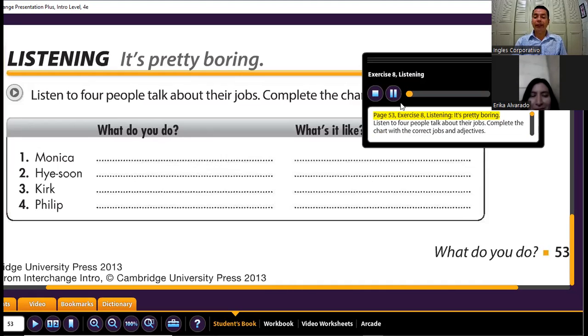No, le voy a poner esa parte. Ahorita se la pongo.